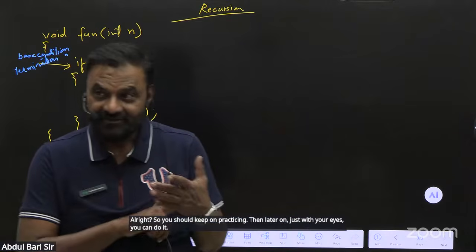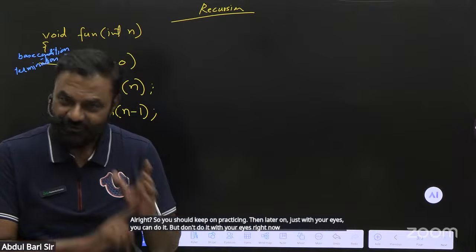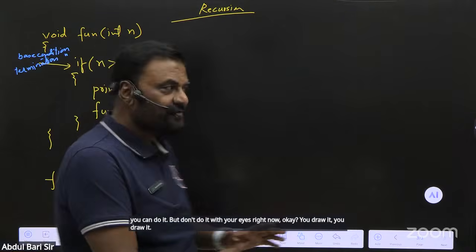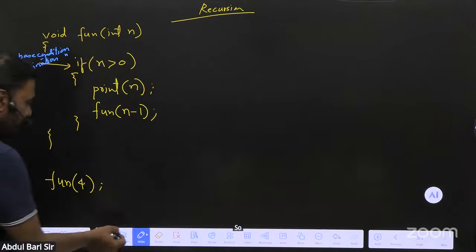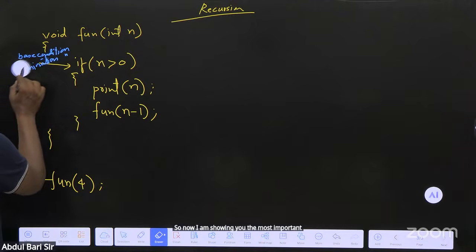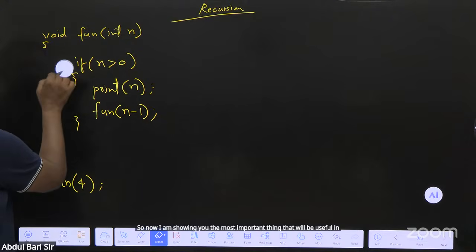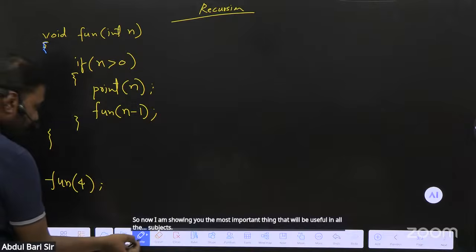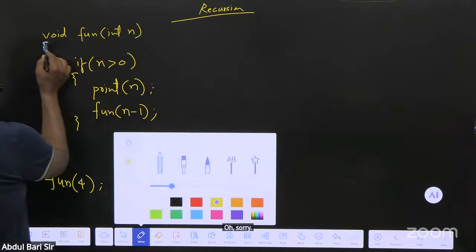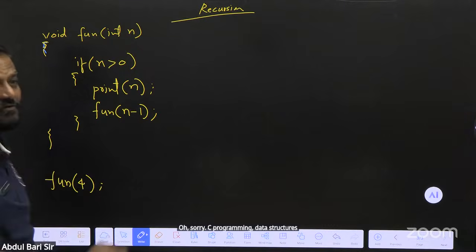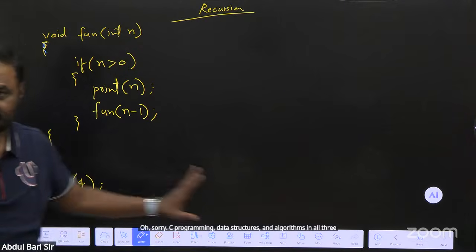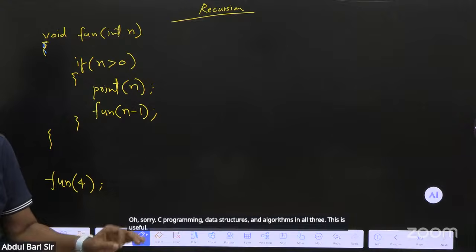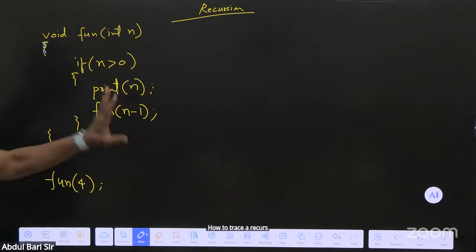But don't do it with your eyes right now. Okay? You draw it. So now I'm showing you the most important thing that will be useful in all the subjects: C programming, data structures, and algorithms. In all three, this is useful. How to trace a recursive function. So I'm showing you, watch this one.